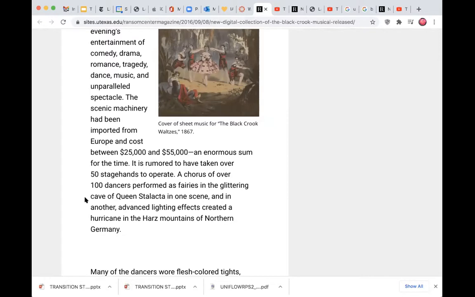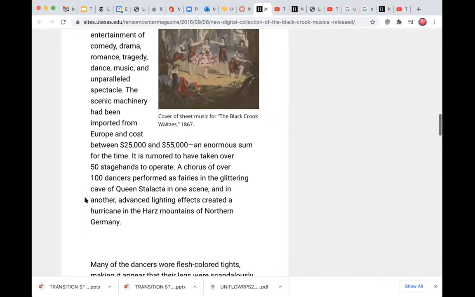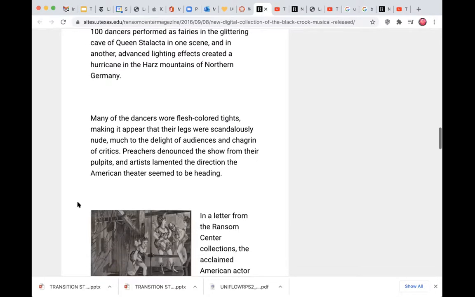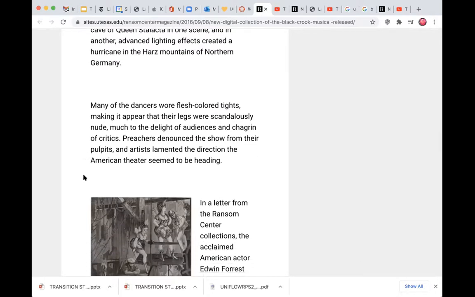So in this thing, if there's fairies and there's so many of them, they're not part of human. And I think that's one of the things that becomes a distancing factor. We can allow this to be seen because they are playing fairies. And again, the response of flesh-colored tights, making it appear as though they were scandalously nude, and it was defamed by all of the preachers and that kind of stuff.